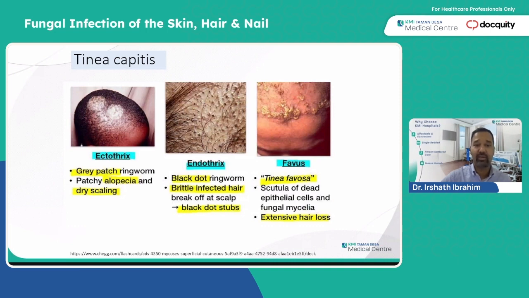Ectothrix. This is endothrix, where it's also non-inflammatory, but the fungal spores are inside the hair shaft, and you get this black dot ringworm, all these black dots. The hair breaks off very easily. This is favus. It's inflammatory.